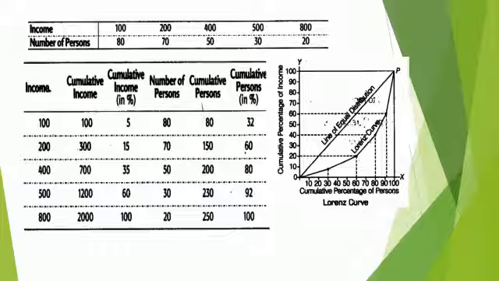Then you have to find the percentage of the cumulative persons. So first one, 80 by 250, where 250 is the total number of persons, into 100. The first one is 32. Next one, 150 by 250 into 100, is 60. In the same manner we continue. Definitely we get only an increasing percentage, because it is a cumulative percentage. Then you have to draw the graph using the cumulative percentage.